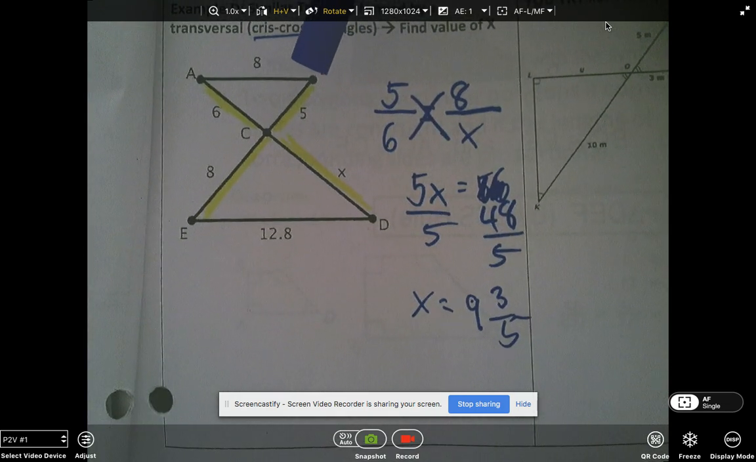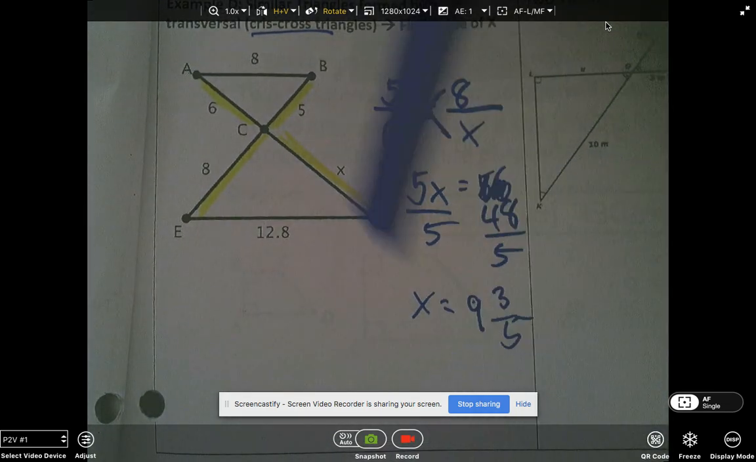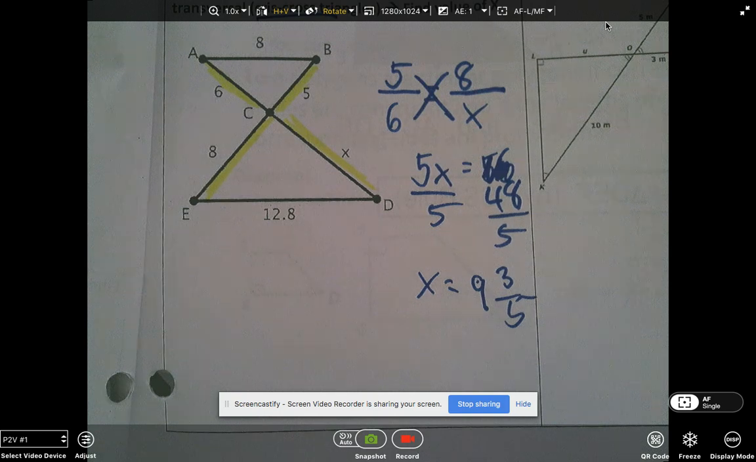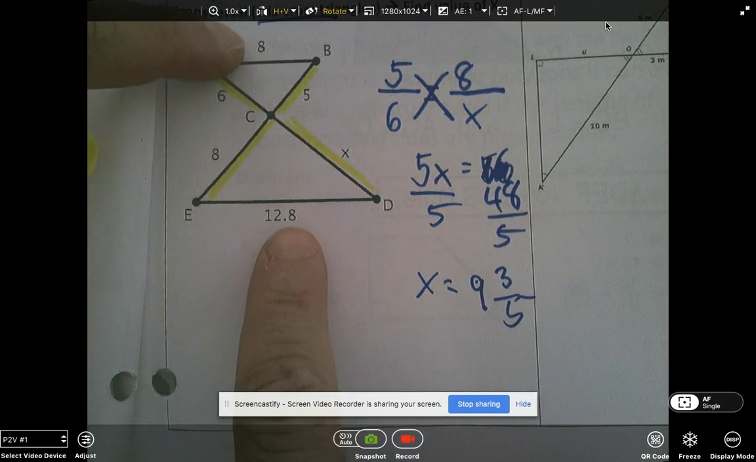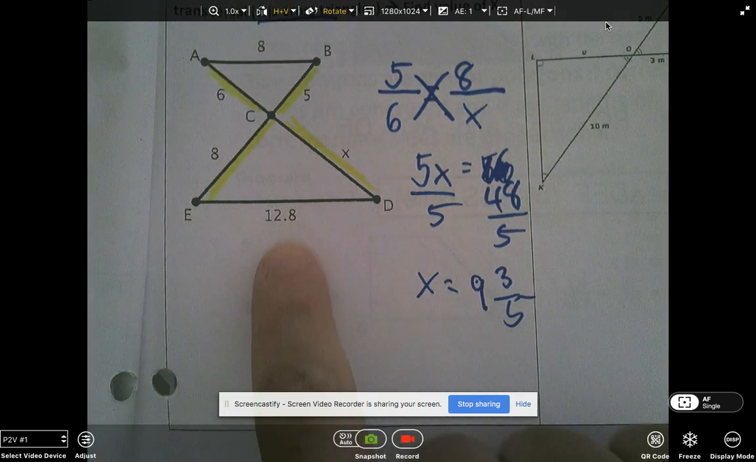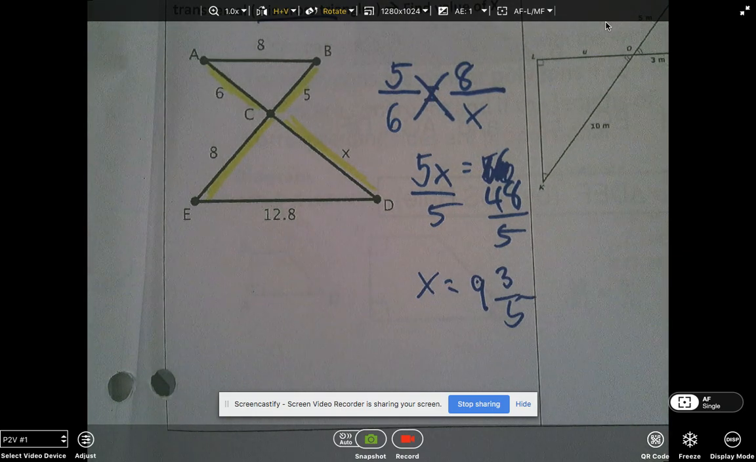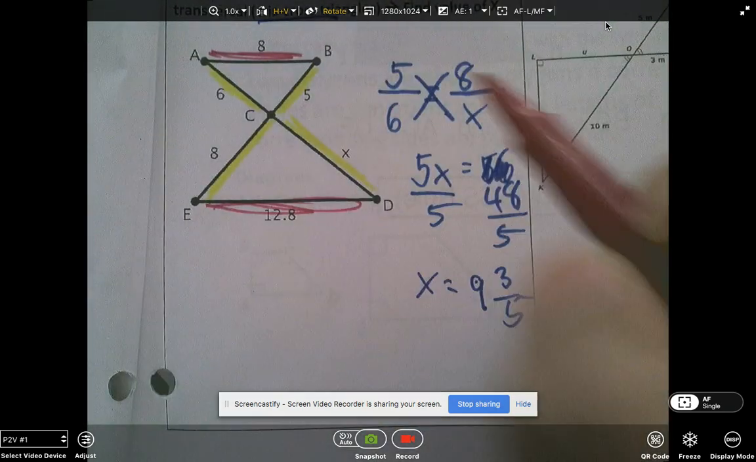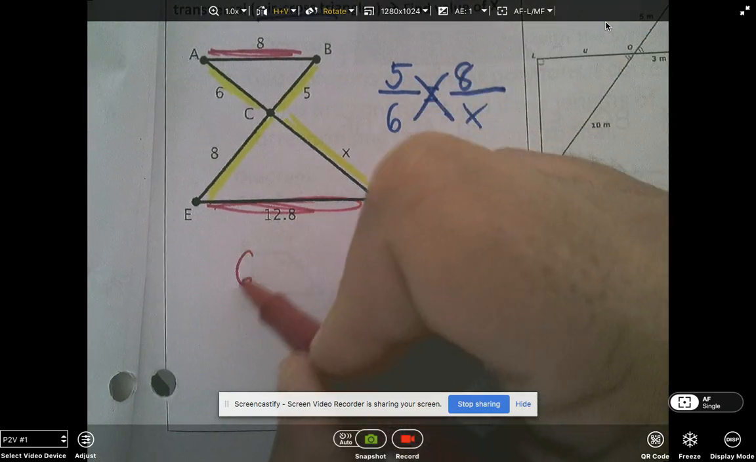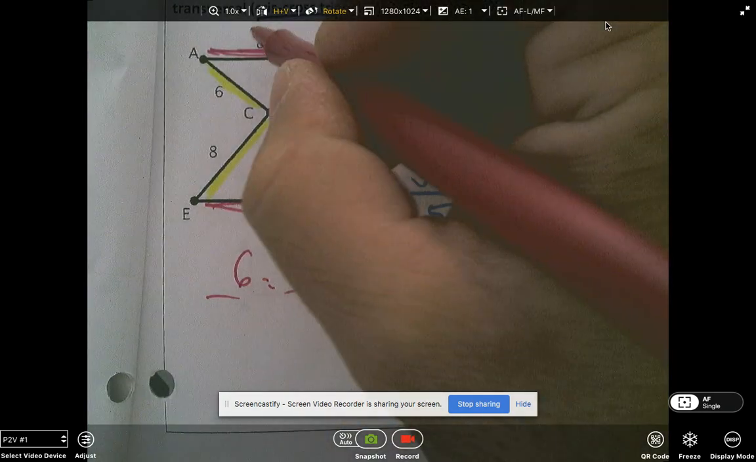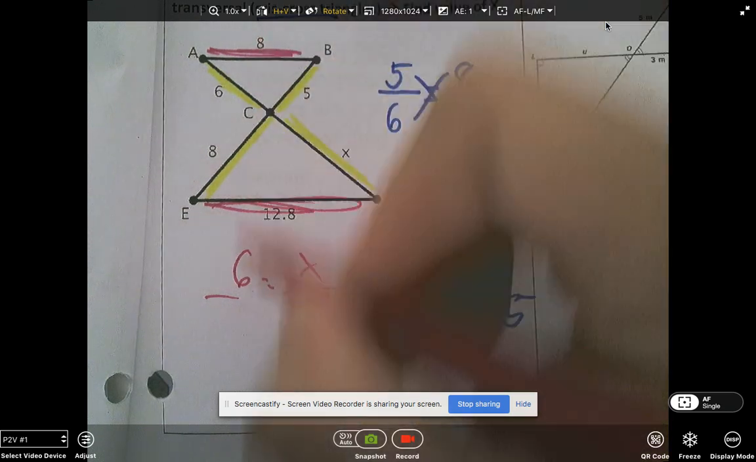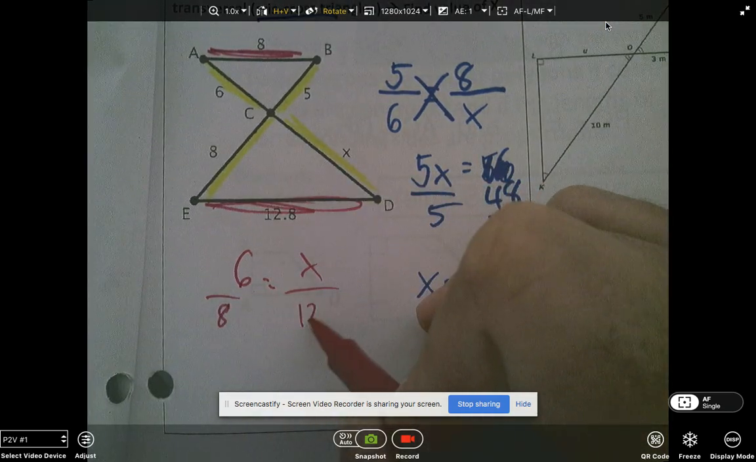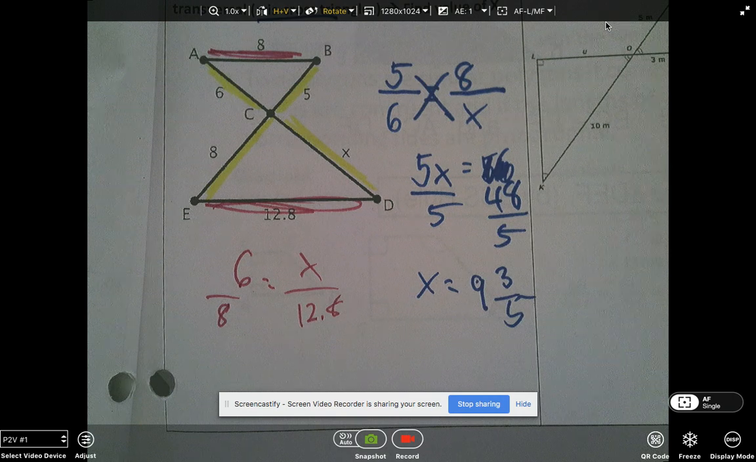So just, you guys are the class that claps a lot. Great. Just to also show you, notice how we didn't use this part of the bow tie. If you wanted to, you could have used those side lengths as well. So say you went here, but you have to use the 6 and the X. But you could have also used this one and this one. So you could go like 6 goes to X, and then you could have also done 8 goes to 12.8, and it also would have worked.